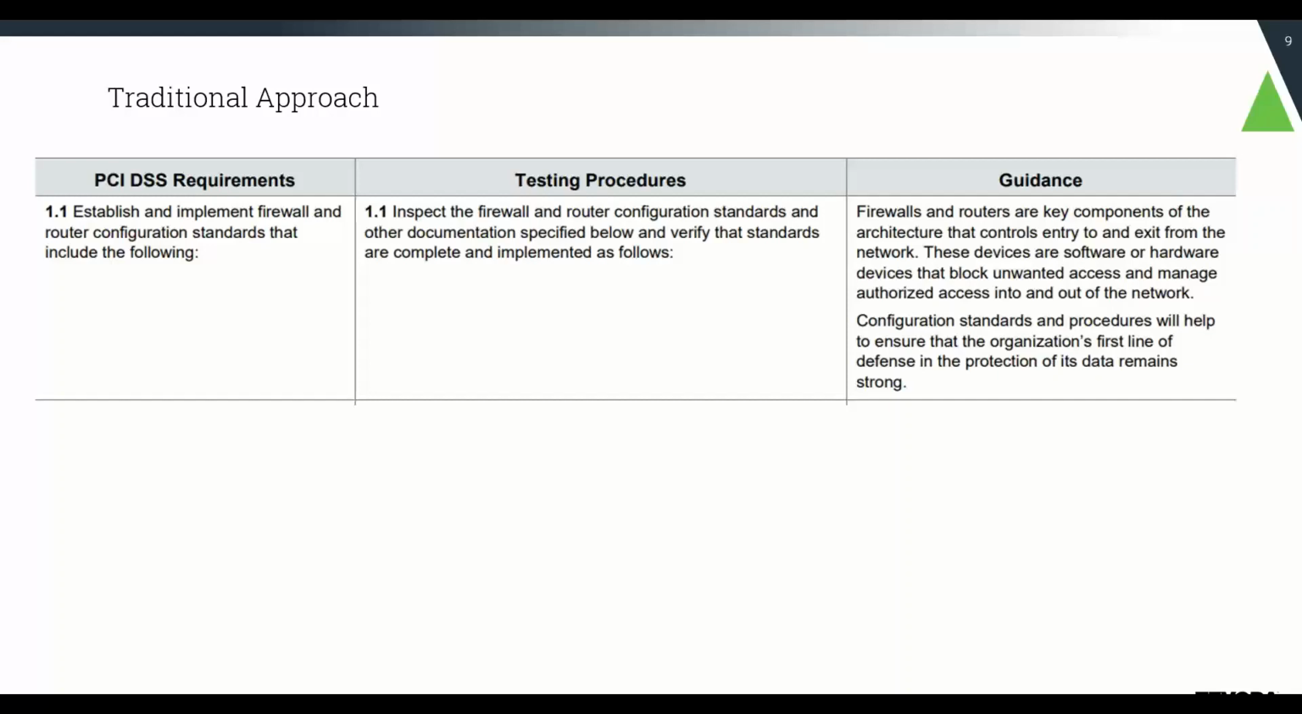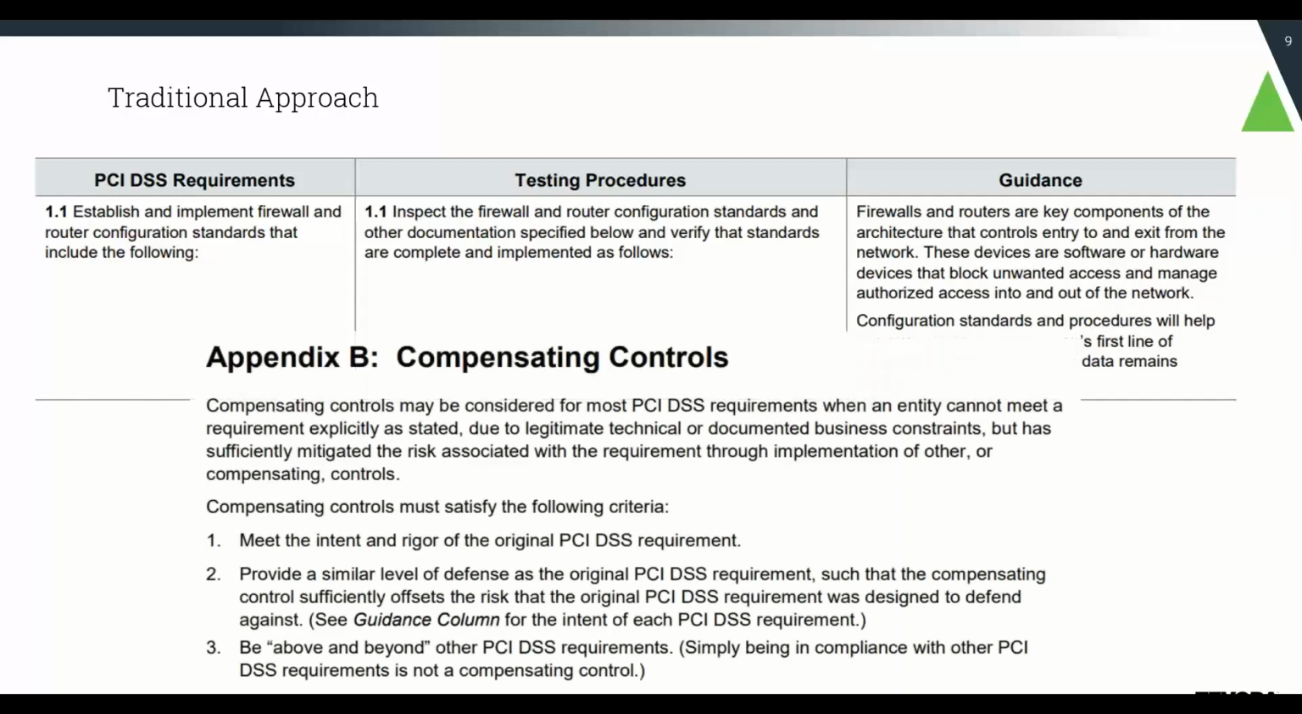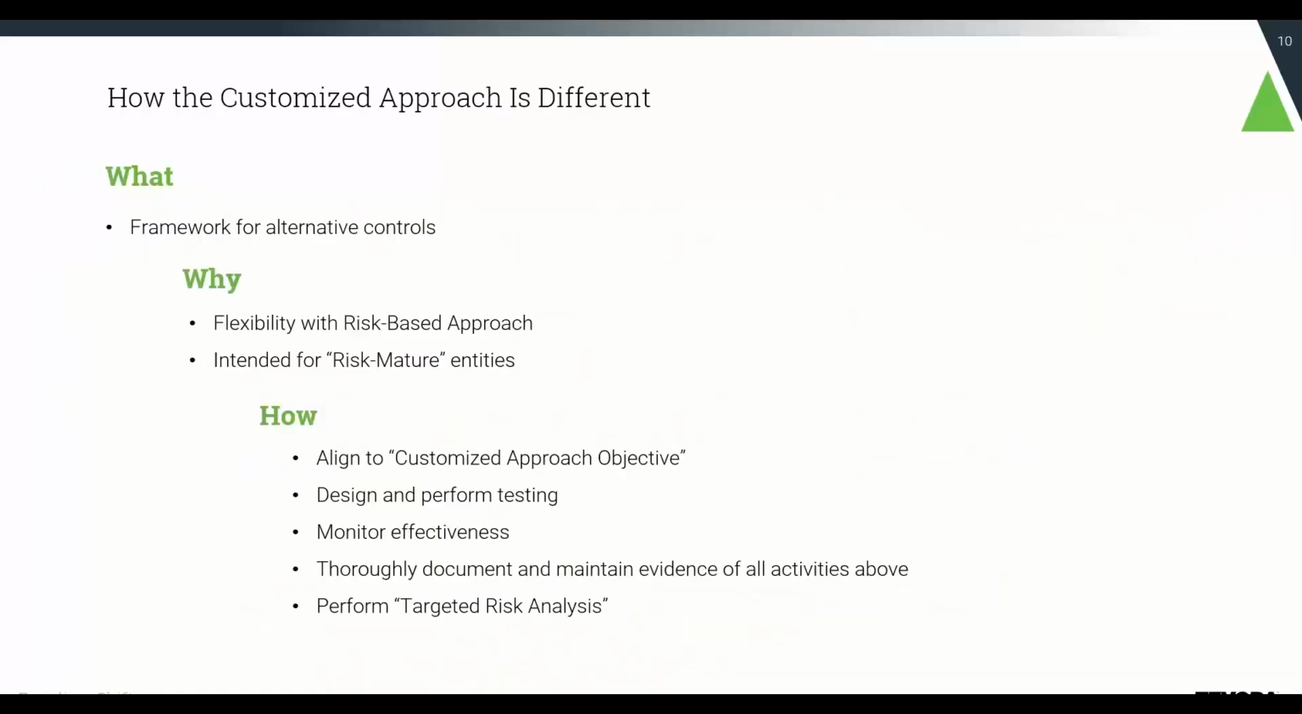So for the traditional approach, just as a refresh for everybody, I'm sure everyone has seen this type of structure. Main point is that it's pretty simple in 3.2.1 that there's a requirement, testing procedure as prescribed, and we have the option of compensating controls as long as we meet a certain set of criteria. So how is the customized approach different? It is a framework for allowing organizations to use alternative controls, and you don't necessarily need to meet the requirements of compensating controls anymore. For instance, the business constraint is no longer needed.